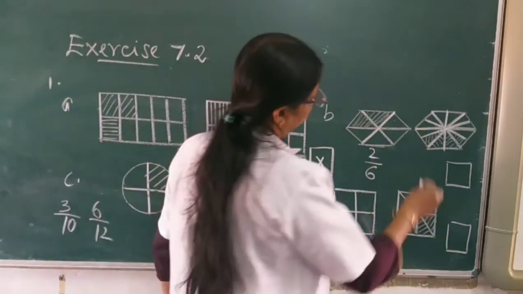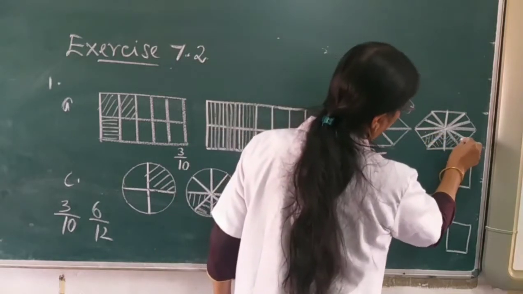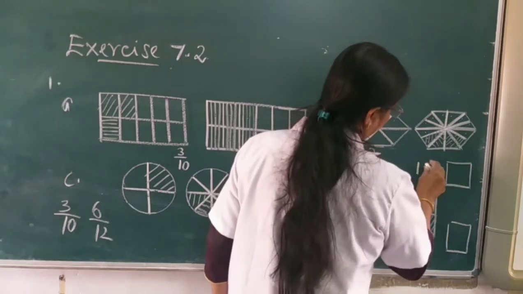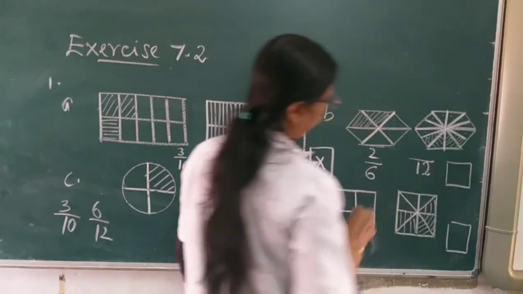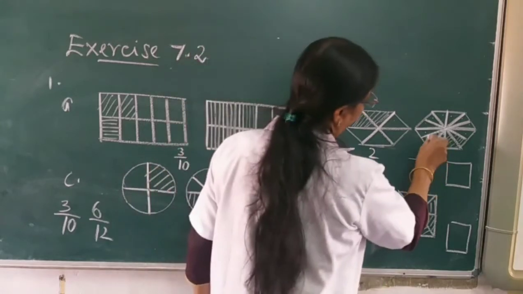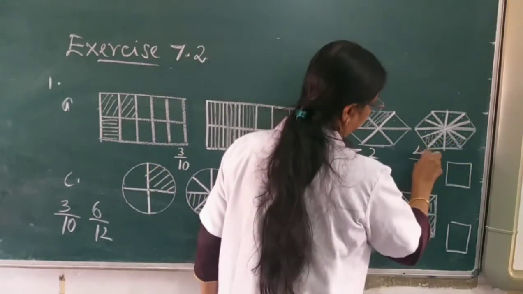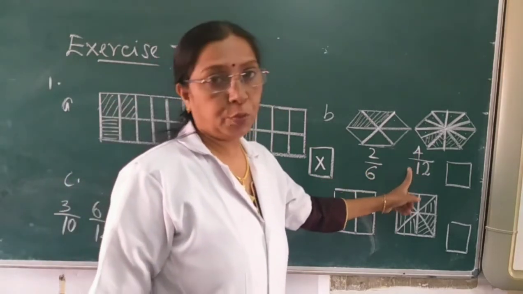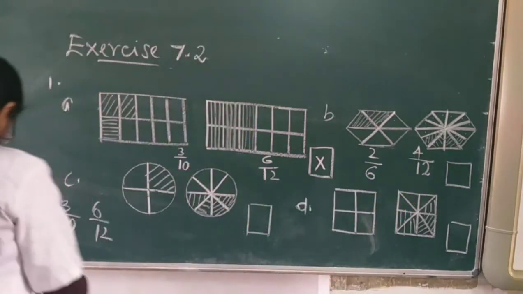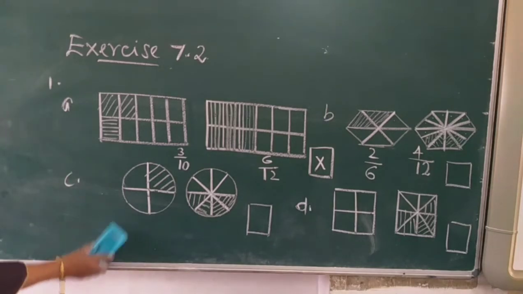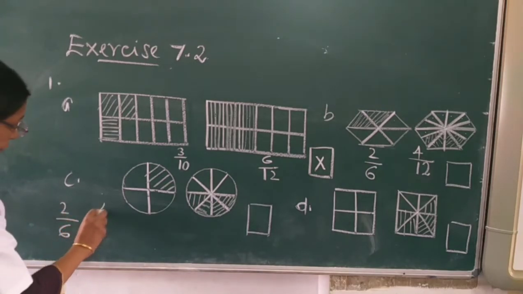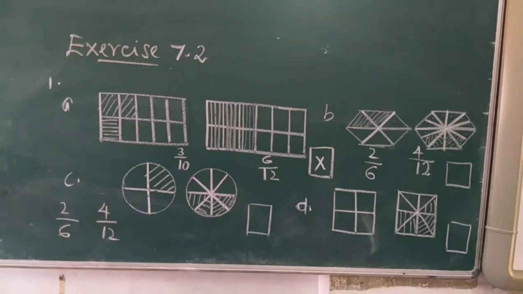And this, 1, 2, 3, 4, 5, 6, 7, 8, 9, 10, 11, 12. 12 total parts. That is the denominator. Out of that how many are shaded? 1, 2, 3, 4. 4 parts shaded. The fractions are 2 by 6 and 4 by 12. Okay, let us check are they equivalent or not. That is, what are the fractions? 2 by 6 and 4 by 12.